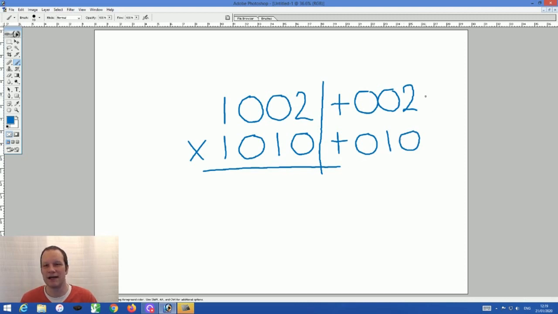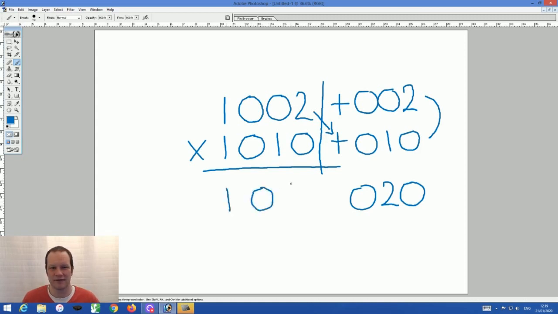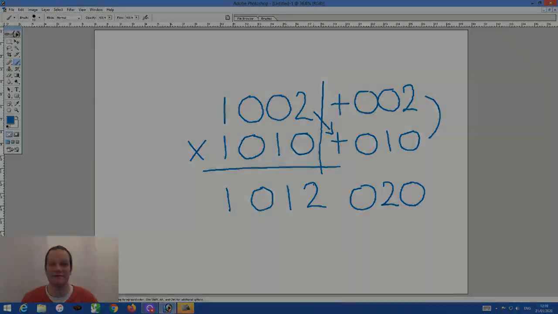Then we multiply these two numbers. So 2 times 10, we fill it in three positions, is 020. And then we just add up crosswise. 1002 plus 10 is 1012, giving us our final result of 1,012,020.